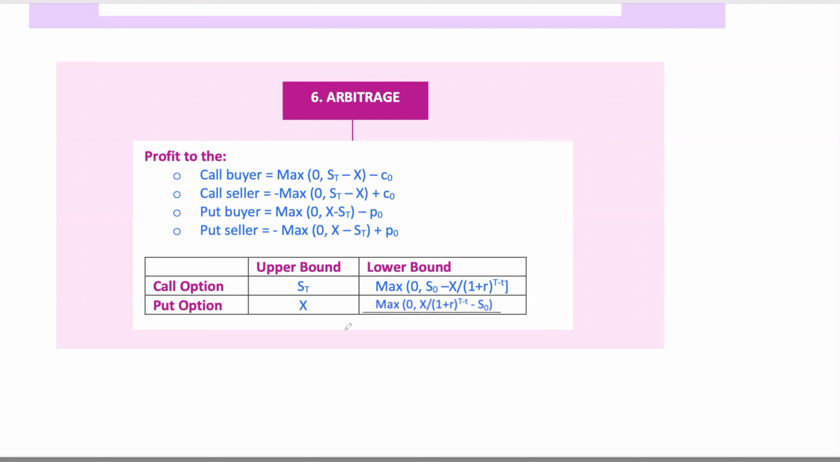Let's say Tesla stock is trading at $200 and there's a call option available with a strike price of $180 expiring in 1 month. Now, suppose the market is irrational and this call option is trading at $30 when its fair value should be only $25 based on pricing models.